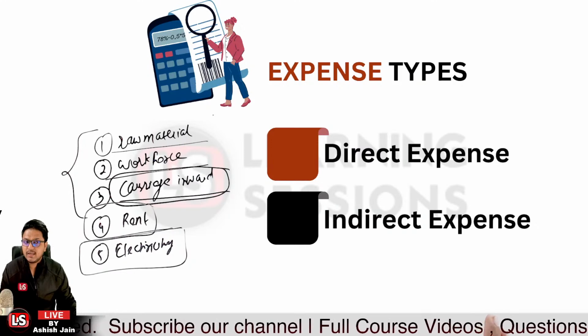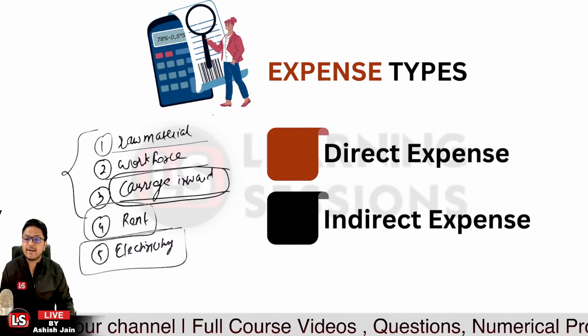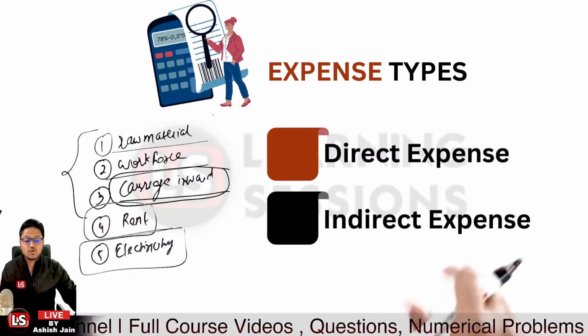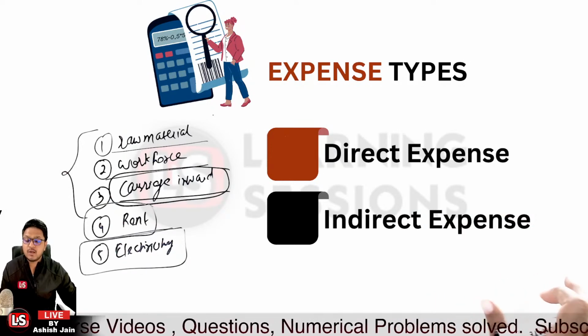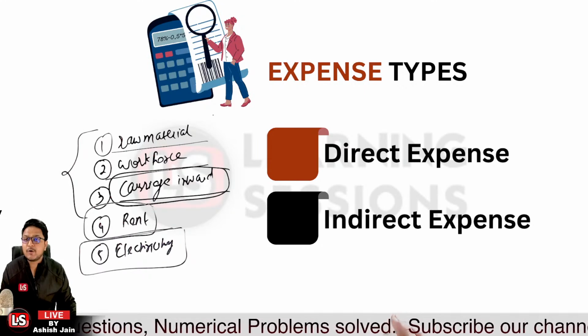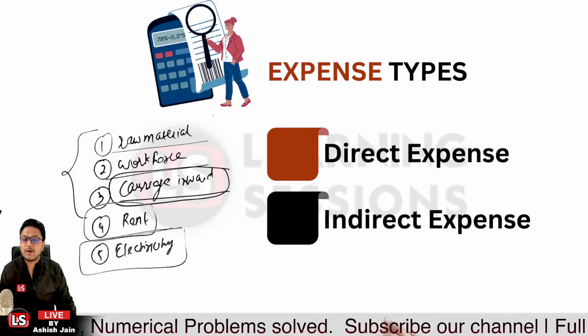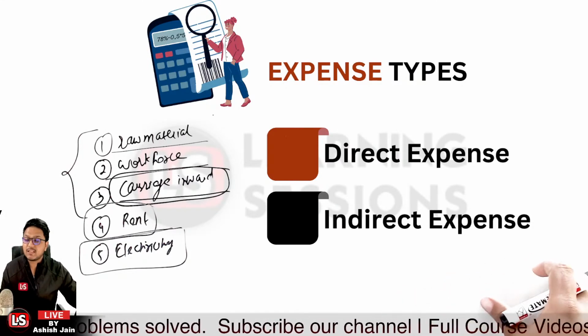Is that part clear? This is all related to direct expenses and indirect expenses. So you have learned much more about the direct expenses. Let me quote one or two examples related to indirect expenses. You paid for advertising the product. Will that be a direct cost or indirect cost? That will be an indirect expense.